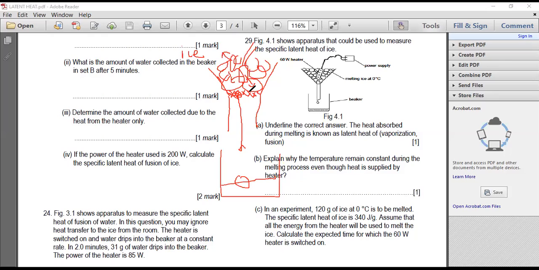Okay, it doesn't drop through the opening at the bottom of the filter funnel. So we put a wire gauze. That means it needs to be melted, then only it will drop into the beaker. If not, even though it hasn't melted, because the size is so small, it can pass through the opening at the bottom of the filter funnel. So that's why you need to put a wire gauze here.